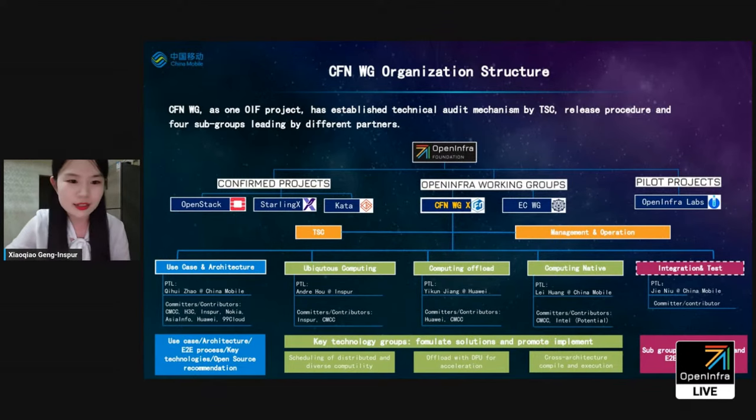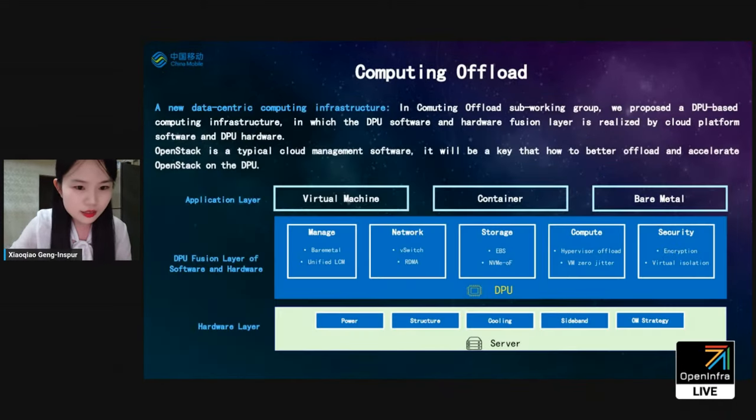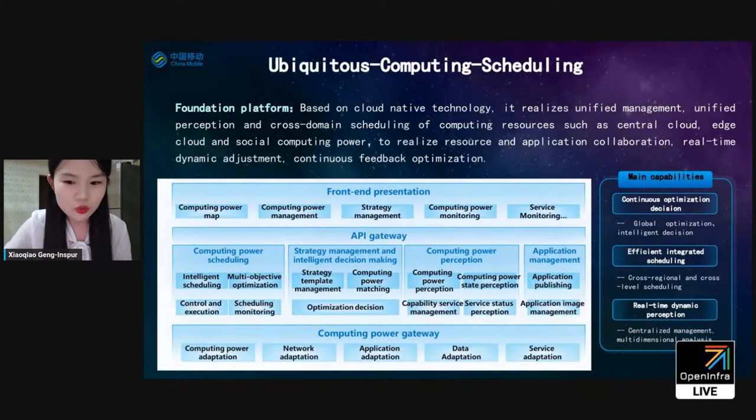Next slide. Next slide. We can see, sorry. The last slide. Ubiquitous computing, yes, thank you.